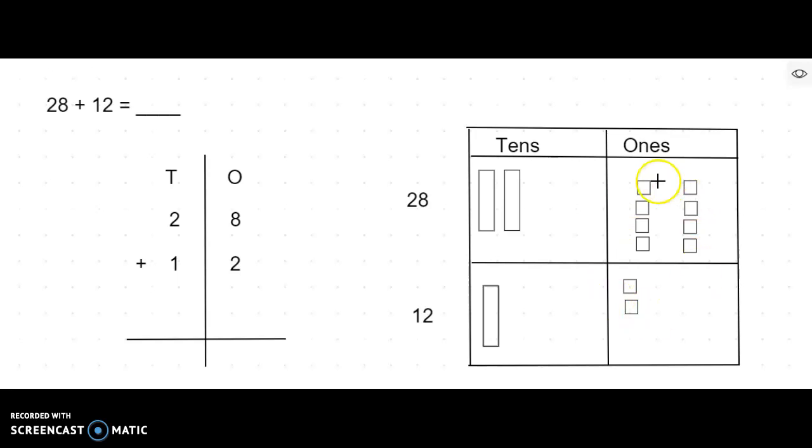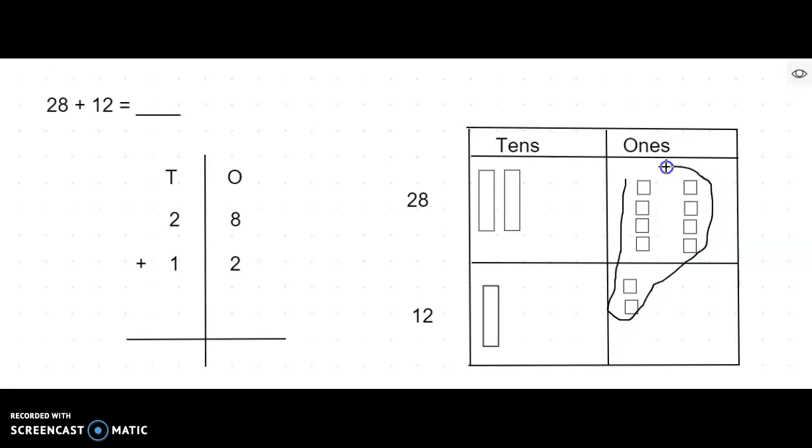I'm going to start with my 1s as always. So let's count our 1s up together. Ready? 1, 2, 3, 4, 5, 6, 7, 8, 9, 10. I have exactly 10 ones, but I made it to 10. And when I have 10 ones, I need to group them into a 10.